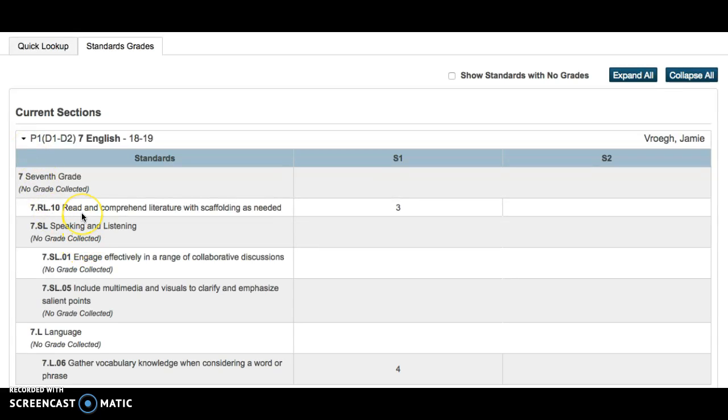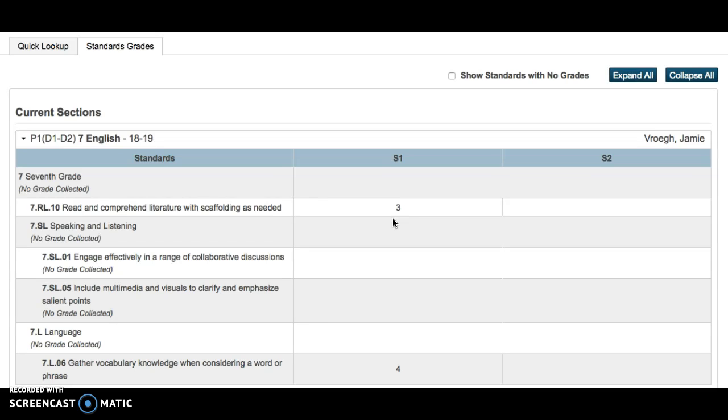Standard scores are listed per standard and how the standards are calculated. Right now we're early in the school year, so there aren't a whole lot of scores in for standards, but we saw standard RL10 and standard L6 had both been assessed. These scores might be scored throughout the school year or semester several different times.